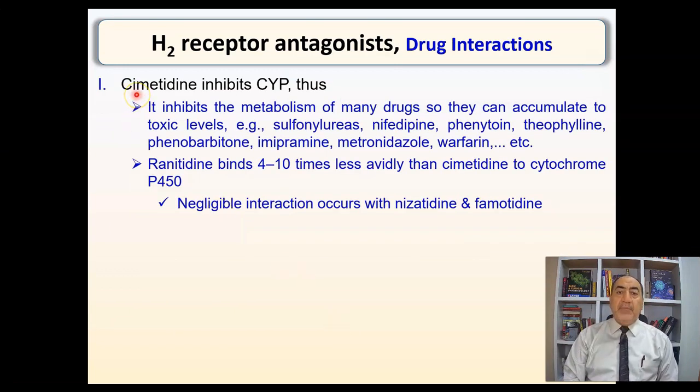Drug interactions: we said cimetidine is unique in these adverse effects and in inhibition of cytochrome P450. So it will inhibit metabolism of many drugs that undergo hepatic metabolism, so they can accumulate to toxic levels, including sulfonylureas, these oral antidiabetic drugs, nifedipine, phenytoin, the antihypertensive drug, antiepileptic drugs, theophylline used for bronchial asthma, phenobarbital, imipramine, metronidazole, warfarin, and many others. Ranitidine, nizatidine, and famotidine bind less avidly to the cytochrome P450, so have much less interaction as compared to cimetidine.